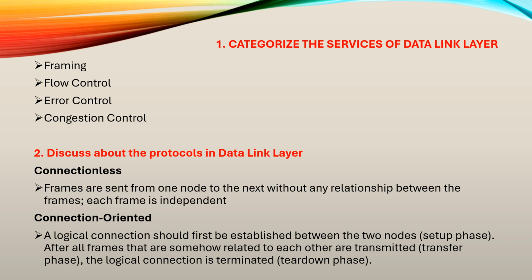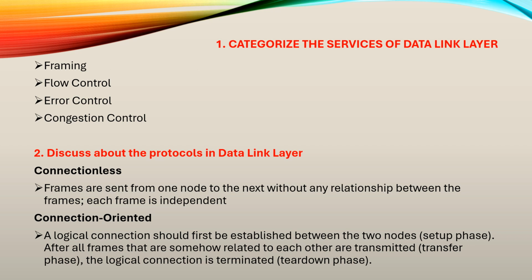Moving on to the next question, discuss the protocols in the data link layer. These are the two protocols in the data link layer: connectionless and connection oriented protocols. Connectionless itself explains the meaning. The frames sent from one end to the other will not have any relation, meaning they are independent. Each and every frame sent from one end is independent of the other frames. It does not know any information sent in the other frames.